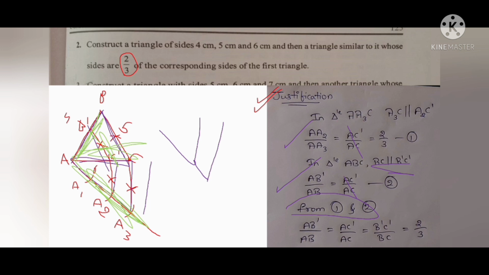Let's go to the second question. In the following figure, here is the second question. Construct a triangle with sides 5 centimeters, 6 centimeters, 7 centimeters, and another triangle whose sides are 7 by 5 of the corresponding sides of the first triangle. What we have to do?